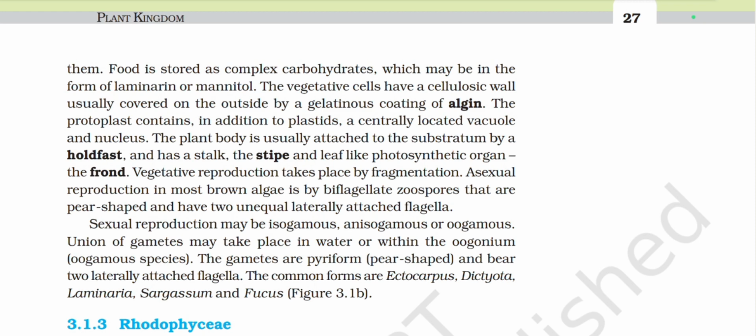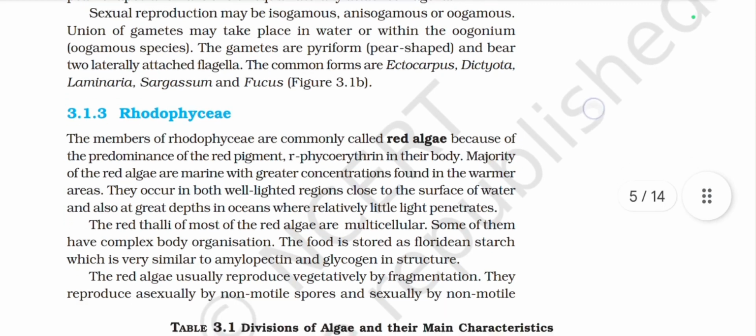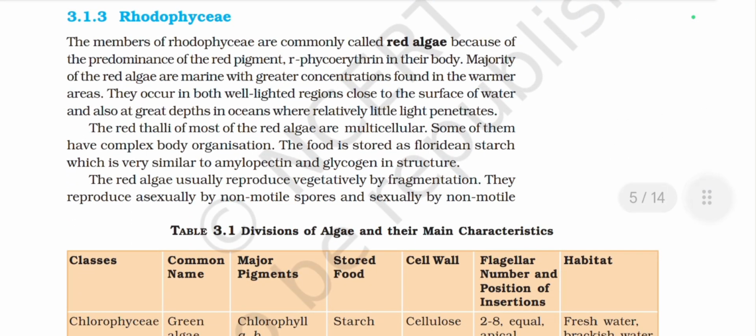Now, topic number 3.1.3 Rhodophyceae. The members of Rhodophyceae are commonly called red algae because of the predominance of the red pigment r-phycoerythrin in their body. The majority of the red algae are marine with greater concentration found in the warmer areas. They occur in both well-lighted regions close to the surface of water and also at great depth in the ocean where relatively little light penetrates.